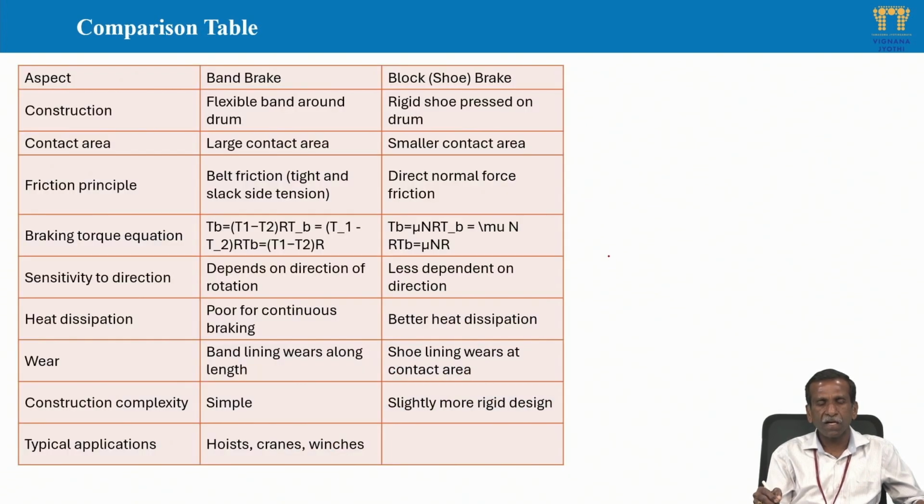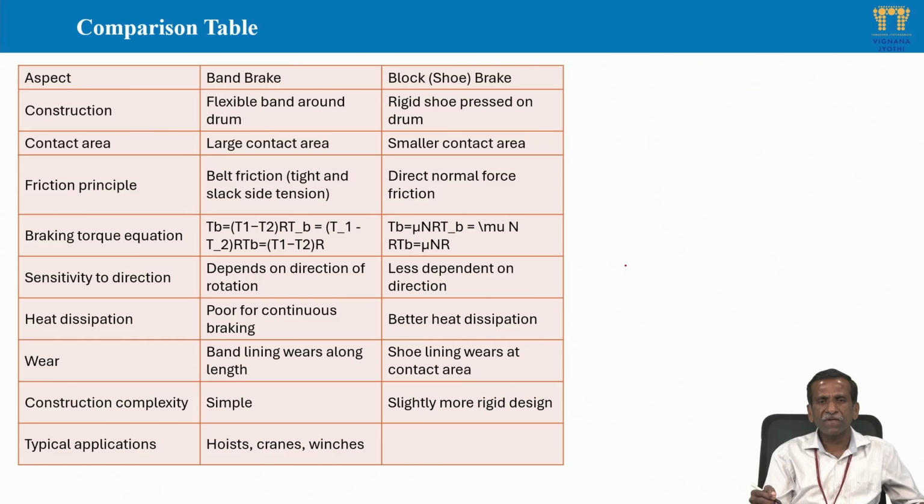One more thing, the difference between band brake and block brake, which we have already seen in the previous lecture. Construction wise, in a band brake a flexible band is used, and in block brakes a rigid shoe is pressed on the drum. Here, because of tension difference, in the band brake there is a large contact area, as you have observed. That's why more effective frictional torque we will have, and a smaller contact area in block brake.